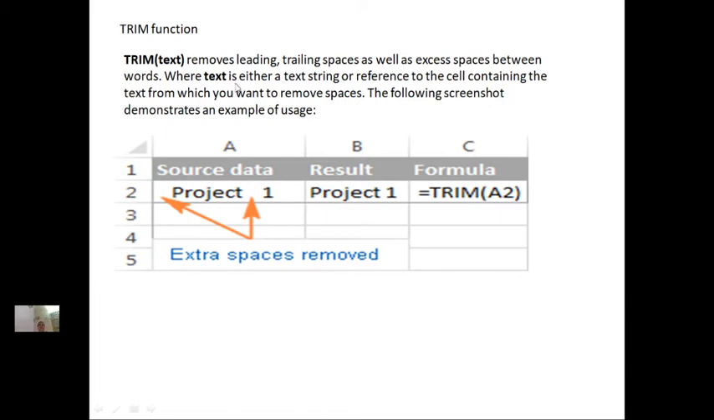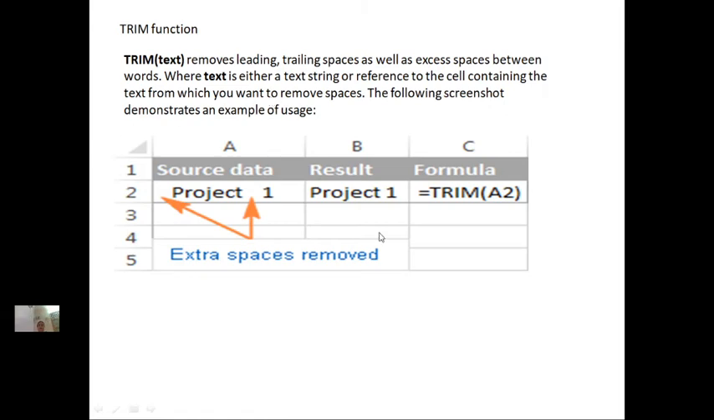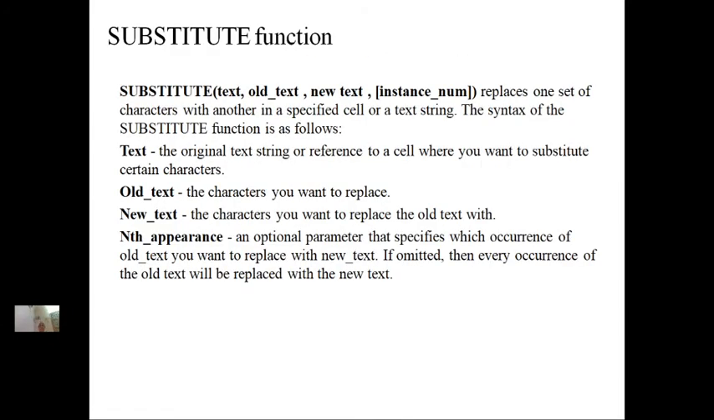TRIM function. TRIM removes leading and trailing spaces as well as excess spaces between words. Now the table is showing an example of how the TRIM function is used. Here he has entered Project 1 with extra spaces in A2. He wants to remove the extra spaces between Project and 1. For that he is using the formula =TRIM(A2). The result is Project 1. So extra spaces are removed using the TRIM function. Now let us go to the next slide, SUBSTITUTE function.